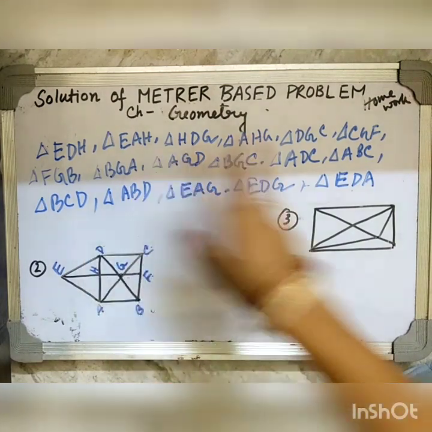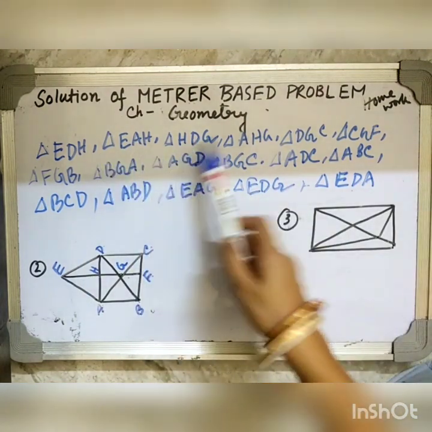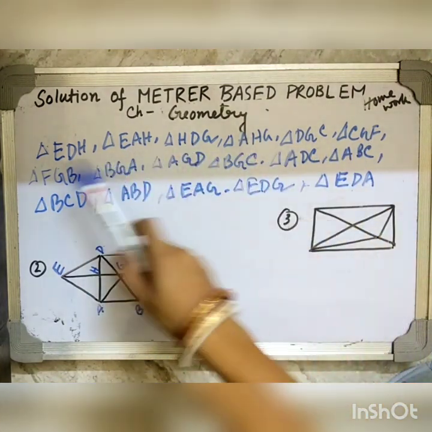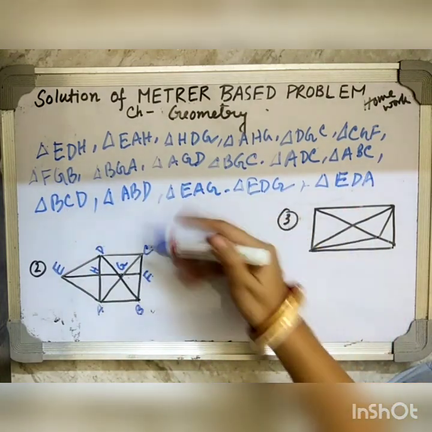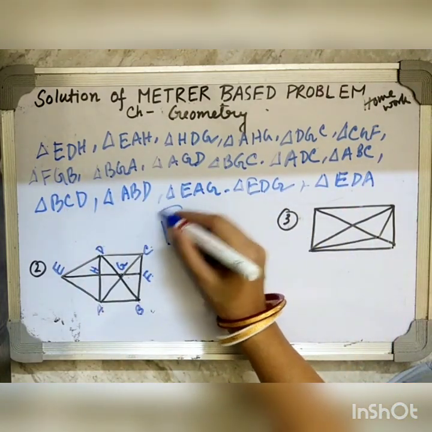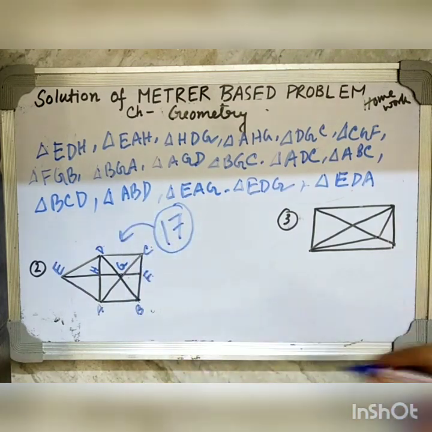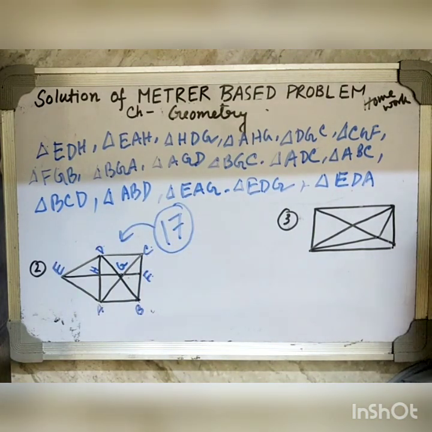So how many triangles are there? 1, 2, 3, 4, 5, 6, 7, 8, 9, 10, 11, 12, 13, 14, 15, 16, 17. So total number of 17 triangles are there which is given in this figure. Okay. Only by giving it different names we have come to know how the names of the triangles are coming.